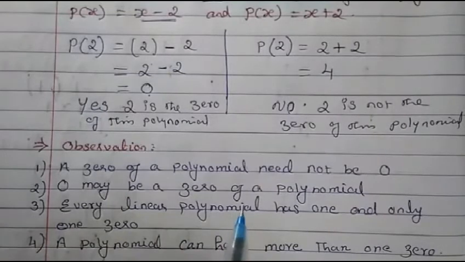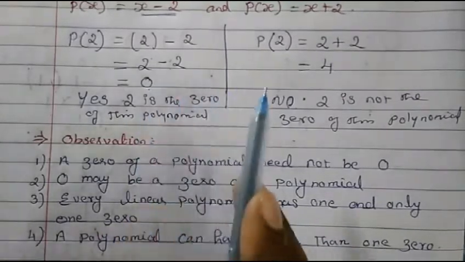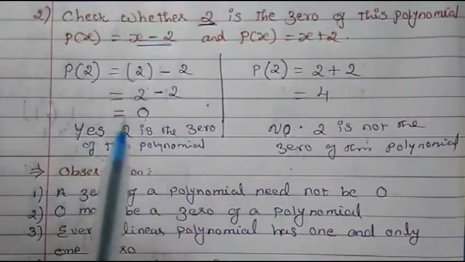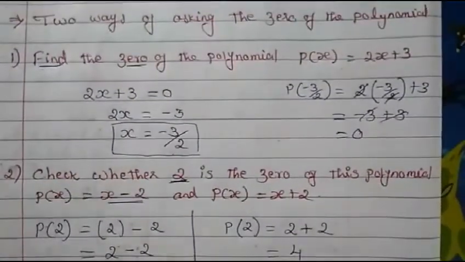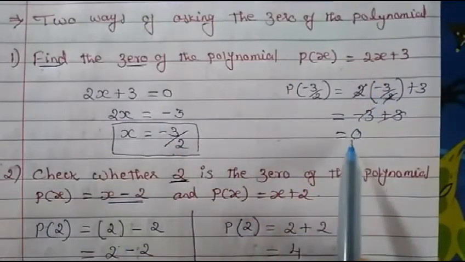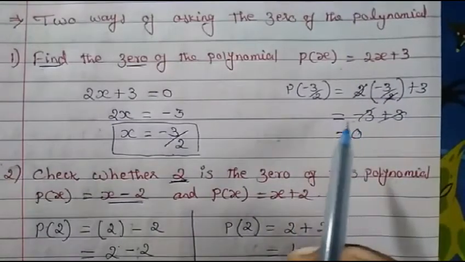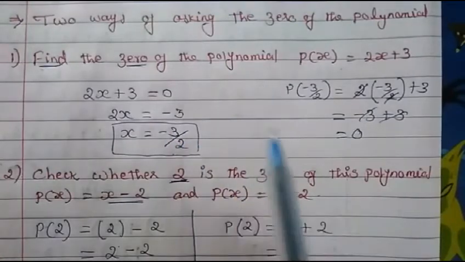Now the third point: every linear polynomial has one and only one 0. Understood? Here we saw these are linear polynomials only. There can be only one 0 of a polynomial it can have. For example, in this case only minus 3 upon 2, if you put in the place of x, you will get 0. Other than this number, you put any number, you won't get 0. So a linear polynomial can have only one 0.